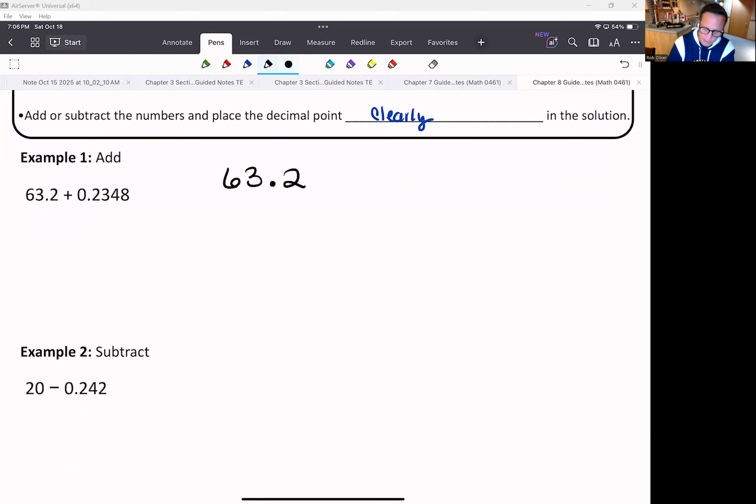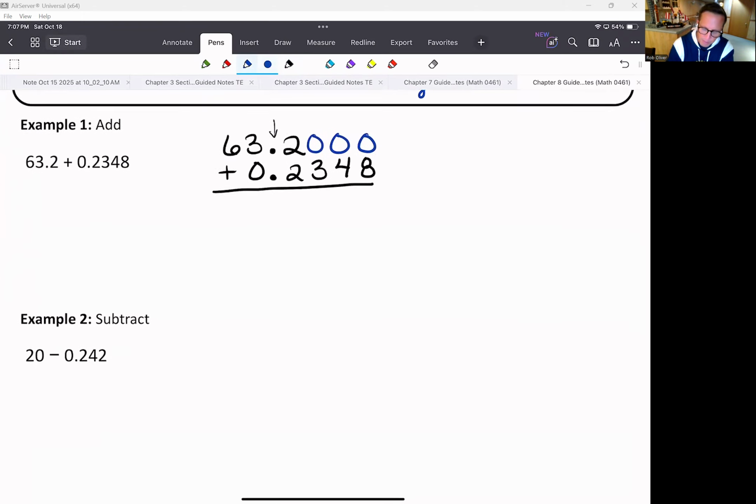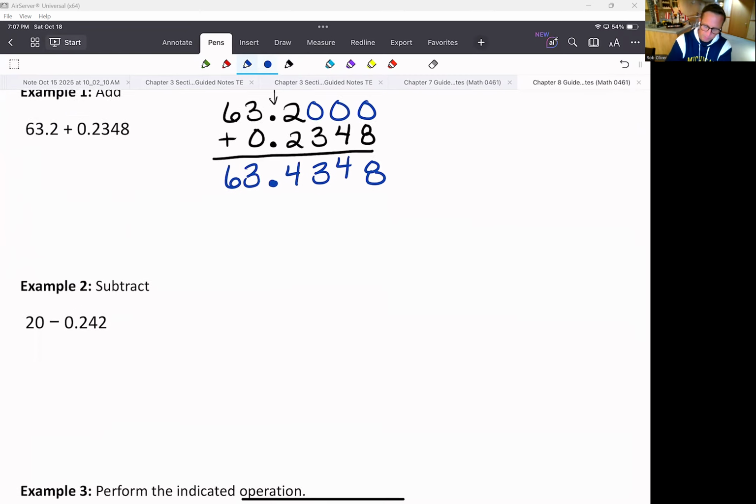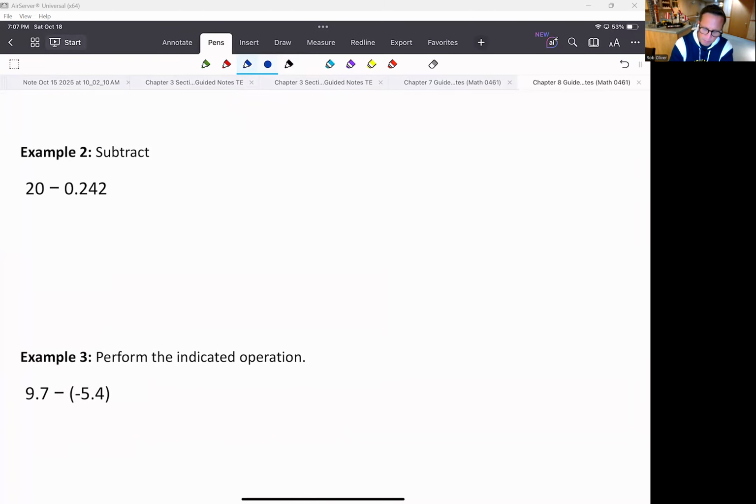So in the first example here, we're going to line these up. You have 63 and 2/10, and then we've got 0 and 2,348 10,000ths. Notice the decimal points are lined up there. And then you can add zeros to make everything line up. So we're adding everything up. It's pretty easy. So 0 plus 8, 4, 3, this makes a 4. Drop down the decimal, and then a 3 and a 6. There we go.